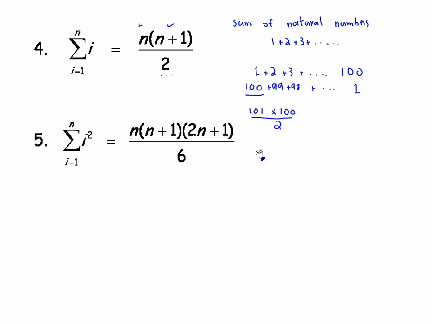Number 5 goes like this. A little more complicated, but this is for the sum of i squared. And this formula we will work with in the next lesson. And then we discard the whole thing, but it comes in handy on those rare occasions. So n times n plus 1 times 2n plus 1 over 6.